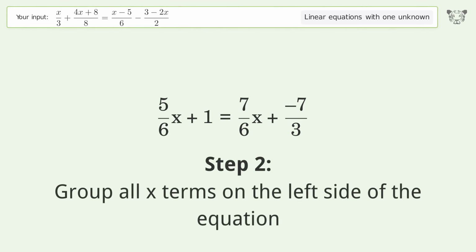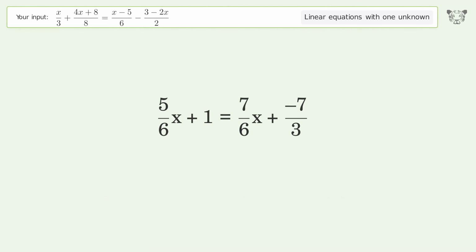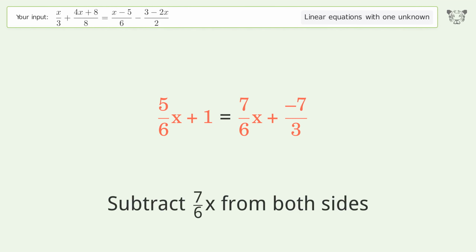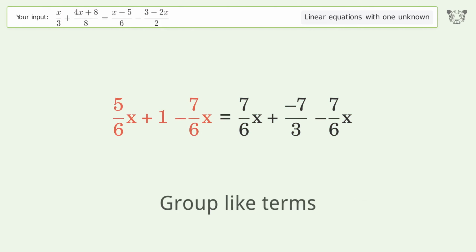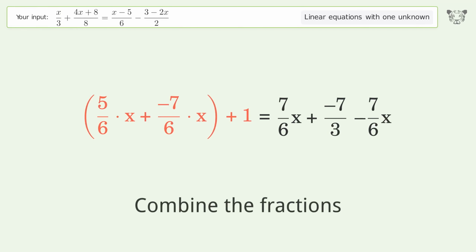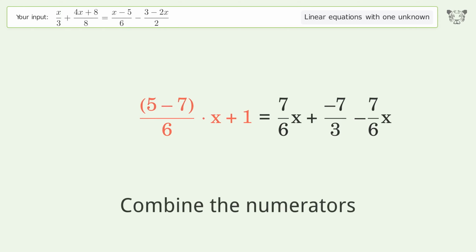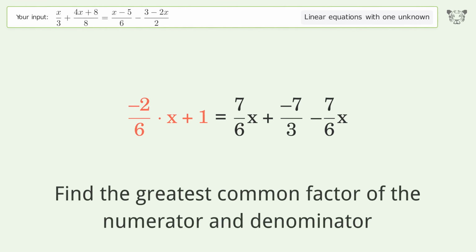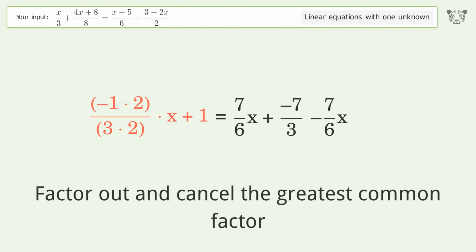Group all x terms on the left side of the equation. Subtract 7 over 6x from both sides. Group like terms. Combine the fractions. Combine the numerators. Find the greatest common factor of the numerator and denominator. Factor out and cancel the greatest common factor.